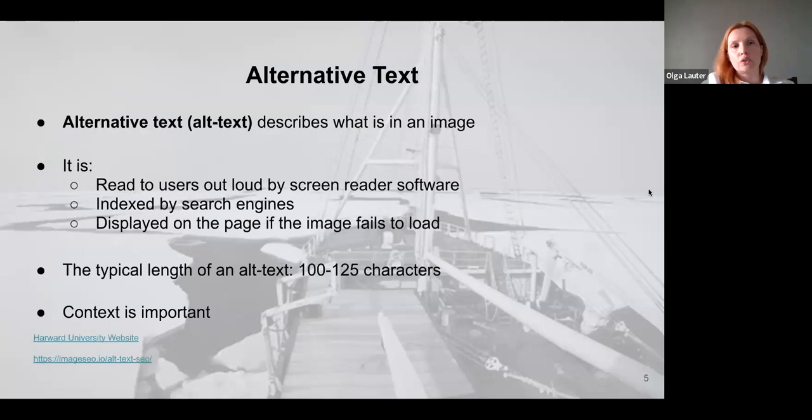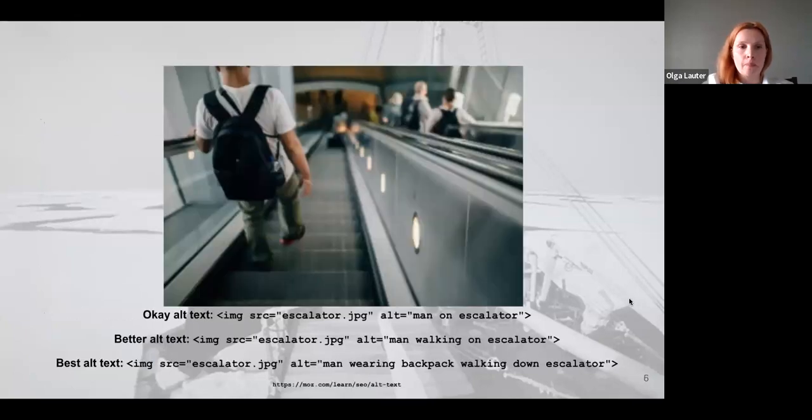So I would also like to briefly define alt text, or alternative text. It describes what is in an image, and it is read to users out loud by screen reader software. It is indexed by search engines, and it is displayed on the page if the image fails to load. The typical length of an alt text is 100 to 125 characters, and it's always important to keep in mind that the context is important while writing an alternative text. Next, please.